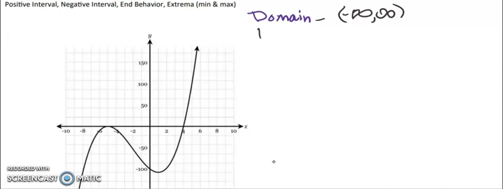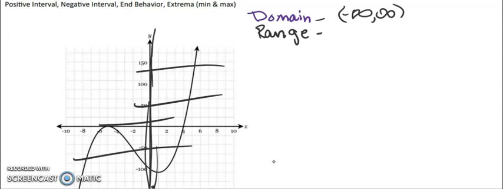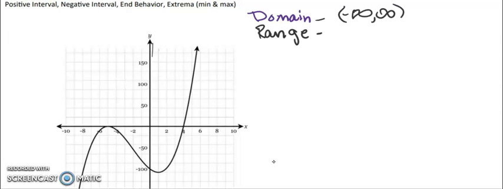Okay? So let's talk about the range. The range is the y. So we're going to look up and down this axis and see if we're using all the y's. And if you notice, we are going to use all the y's because as we look down this graph, it's going to continue again. All right? So we're going to look at negative infinity to infinity again.